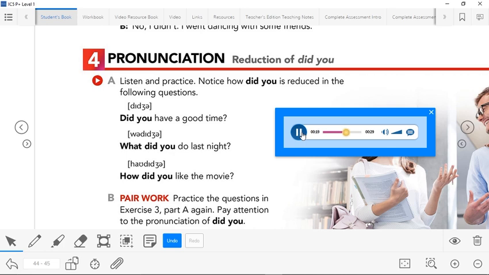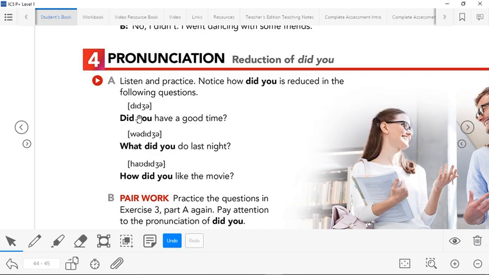Did you have a good time? What did you do last night? How did you like the movie? You notice that? It's like they put this and say it really, really close to each other, so it's reduced.